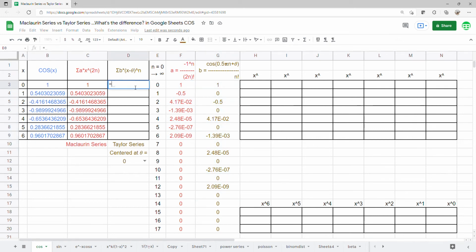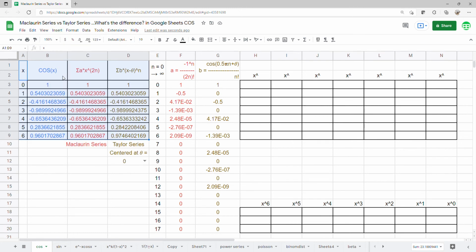Now we can complete the Taylor series expansion. So ARRAYFORMULA, series sum of the x values raised to the power of x minus theta, where theta equals 0, that means this is the Maclaurin series, where n starts from 0, incremented by 1, and the coefficient will be this range. So here's the Taylor series, and they're the same because it is centered at theta equals 0. And we'll chart this.